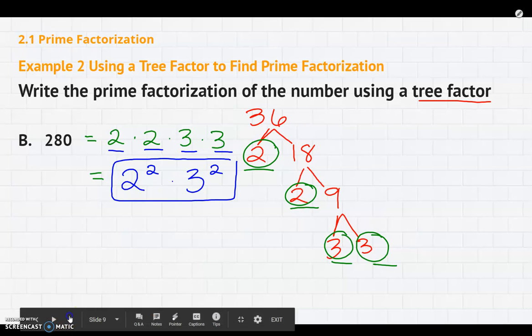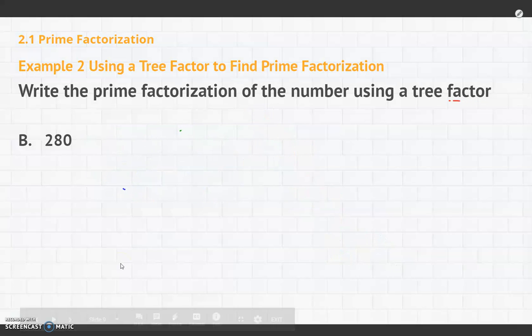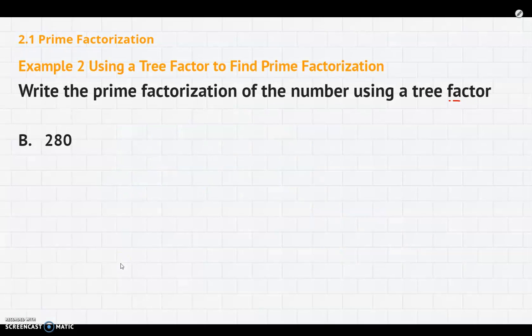Let's try another example. 280. A little bit bigger number, but I know it's even. Okay, so I could put 280 up here. I could break it into 2 times whatever its counterpart is. Now, if you don't know what 280 divided by 2 is, just ignore the 0 for a second, and you have 28. Think about what 28 divided by 2 is. Well, I know that's 14, but I have to add on that other 0.